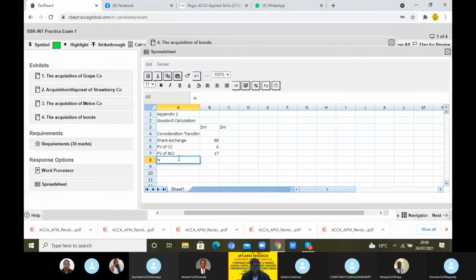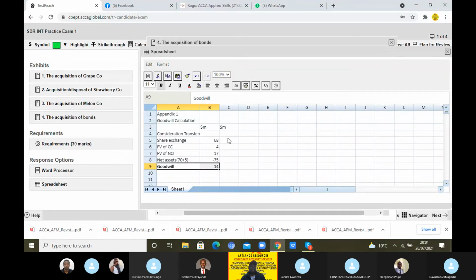And then you say net assets, we said it was 70 plus 5, and so you have net assets is minus 75, and then you calculate goodwill. Goodwill is, you just add these, so you say equals sum, open brackets, because I'm highlighting all this, close there. That's my goodwill, 14. For clarity's sake, I can bold it.